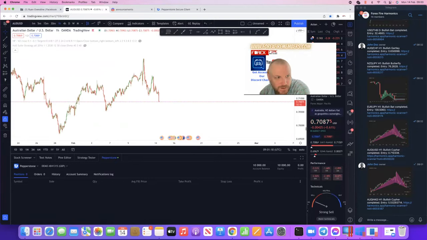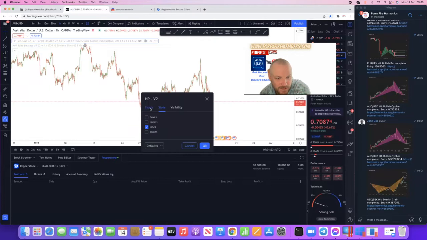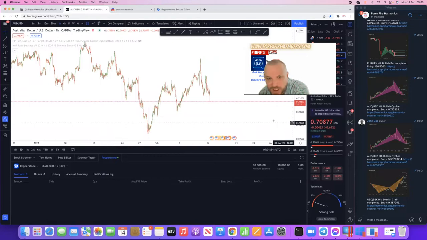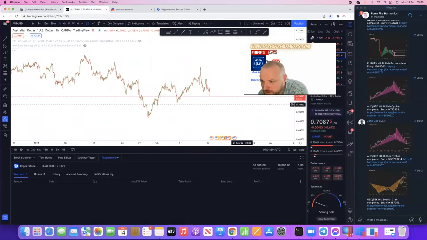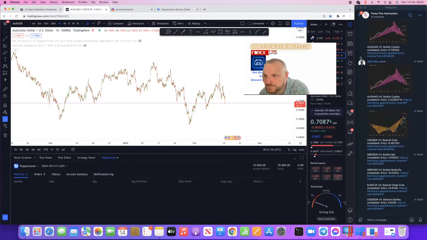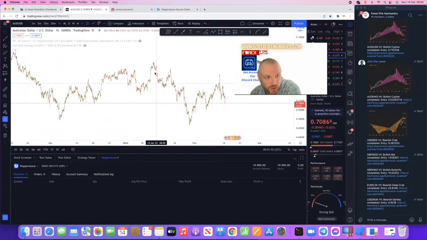Ciphers, I don't think I have set up on here. Let's take a look. Inputs, style, visibility. I don't think I've got the cipher pattern. Yes, I have got the cipher patterns. AUD USD. A lot of signals coming through at the moment. But we'll leave that one for now because the cipher pattern hasn't come through in here.